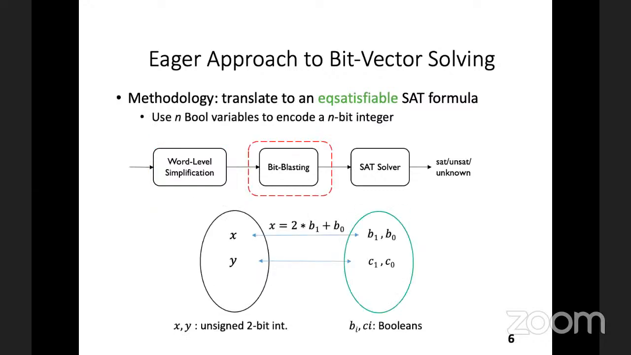In the second phase, which is the crucial phase, it will translate the bit vector formula to an equisatisfiable Boolean formula. The idea is to encode an n-bit integer with n fresh Boolean variables, as shown in the following example. If we know the value of b1 and b0, then we can calculate the value of x.